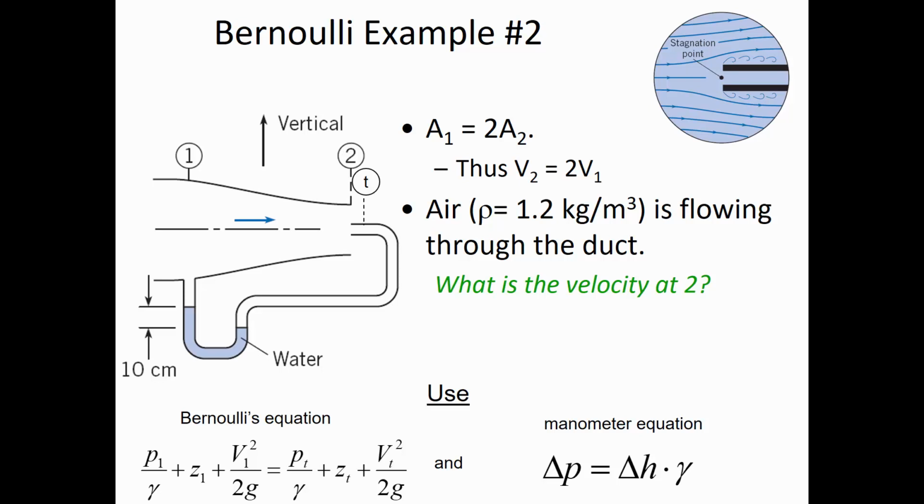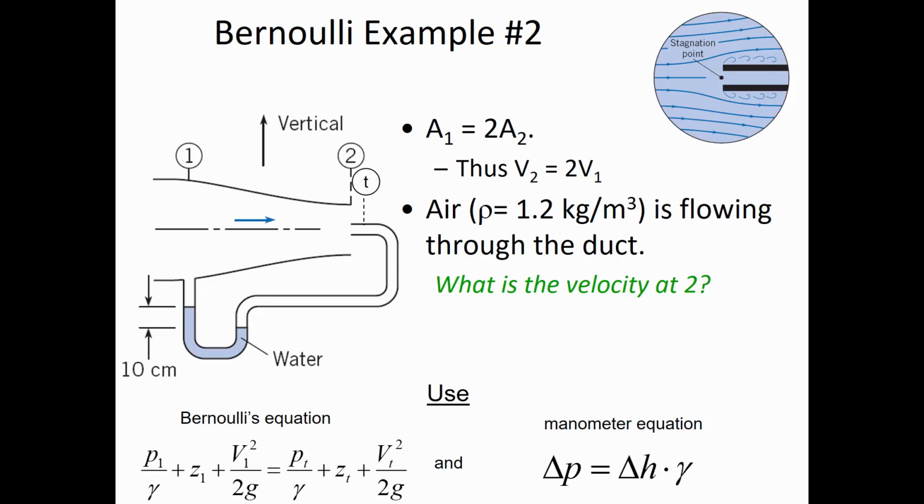But we can simplify that because location 1 is at the center line of the pipe, location T is at the center line of the pipe, and so the two elevations are the same. So I'm going to say Z1 equals Zt, because it's the same elevation. And the velocity of the gas inside the tube is 0, because it's a stagnation tube. The air runs into this opening and then it just stops.